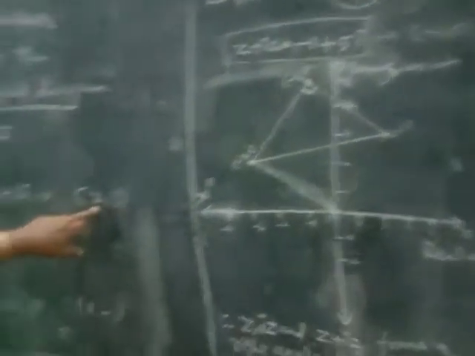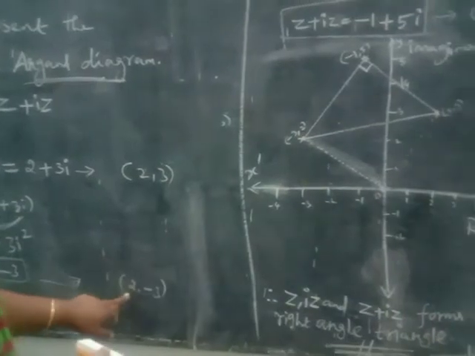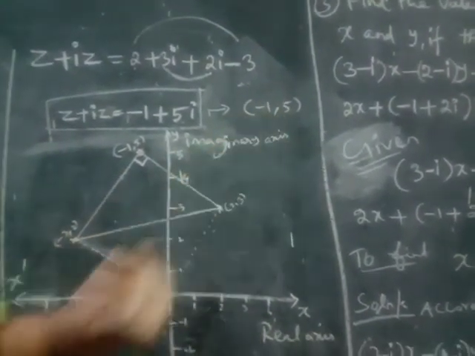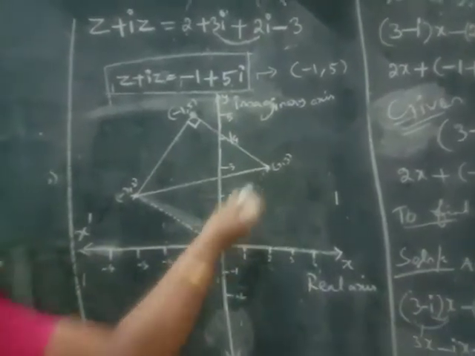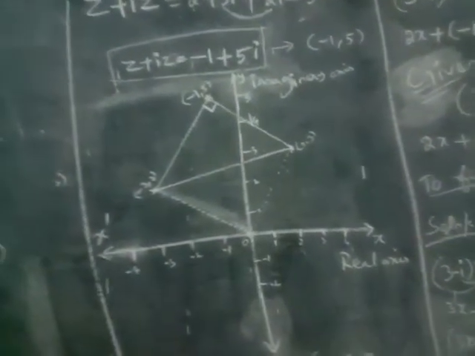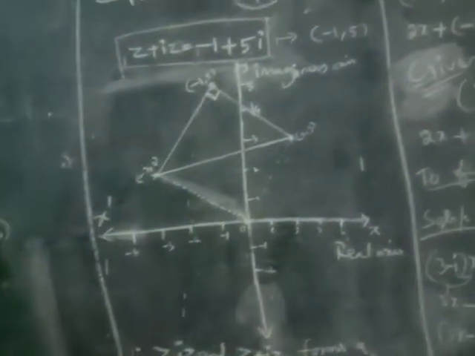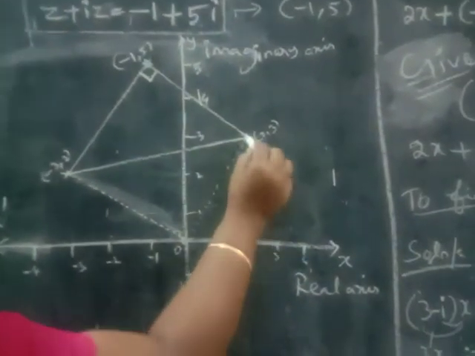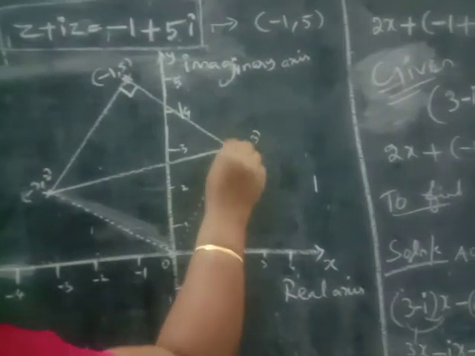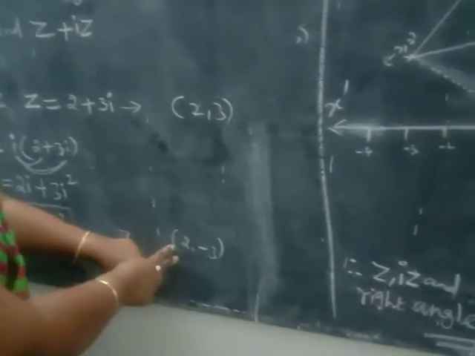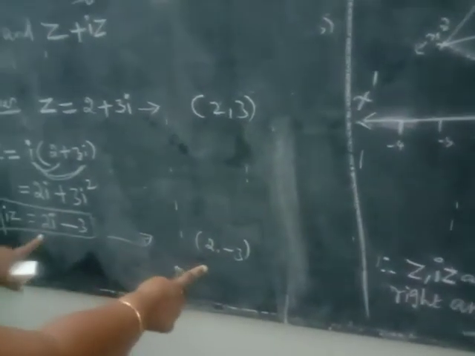Now we got 3 points: (2, 3), (2, minus 3) and (minus 1, 5). Now we are going to plot these points. What is the first point? (2, 3). So now you plot this point. X-axis 2, y-axis 3. So this is (2, 3). Now next, the second point is (2, minus 3).